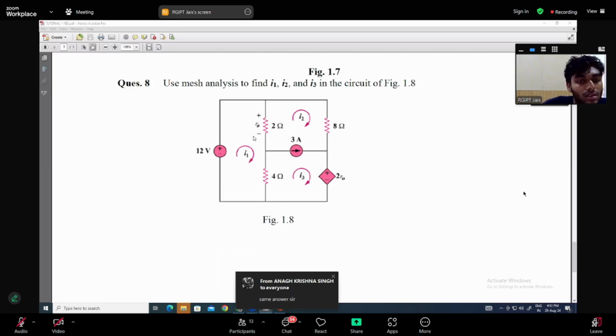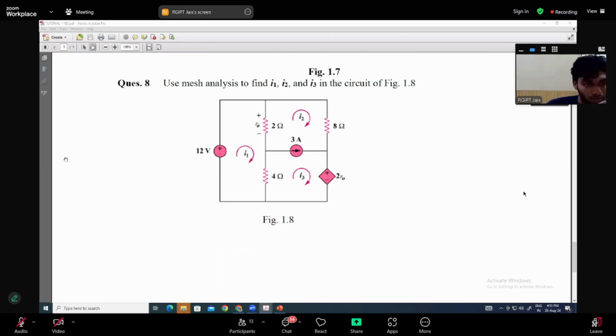Same answer. So what about Yashwardhan? Is it clear? Can you solve this?